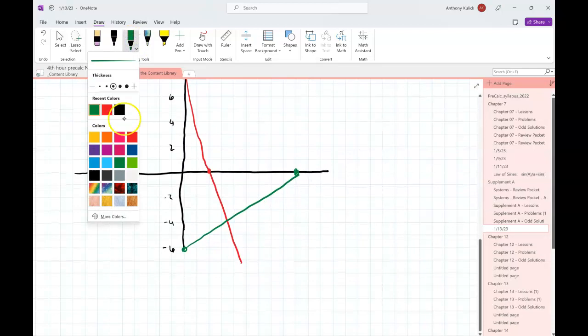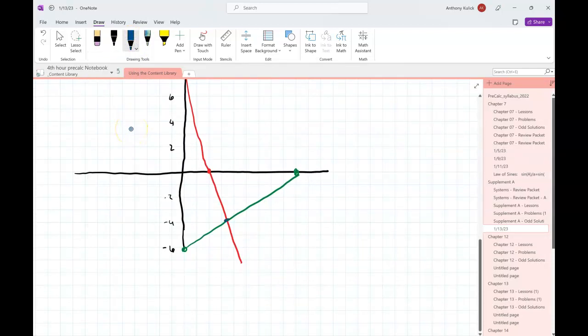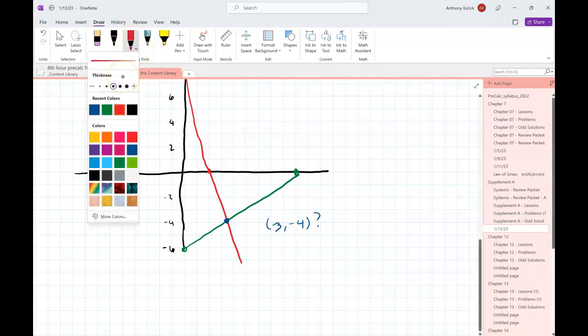So my solution appears to be right about here. Notice that I'm not dead on, right? If I used a ruler, this would probably be right at a grid line. What point does this appear closest to? Maybe 3, -4. Is there a way that I can check that?